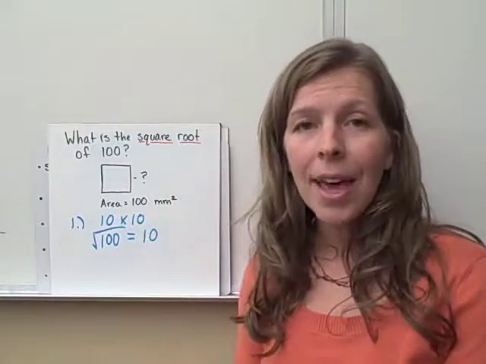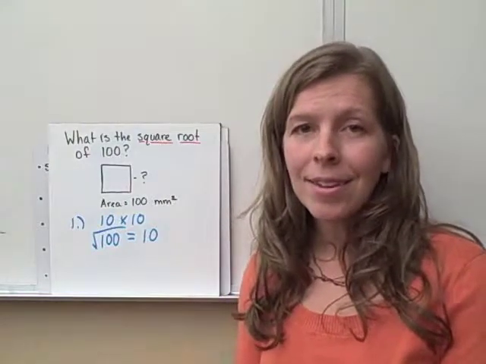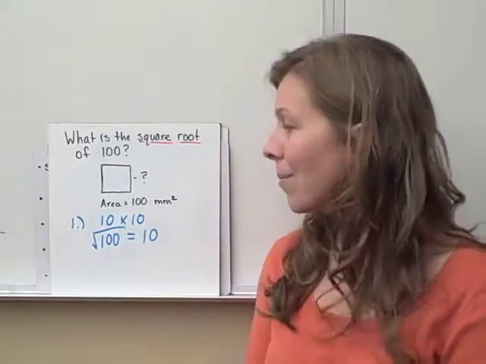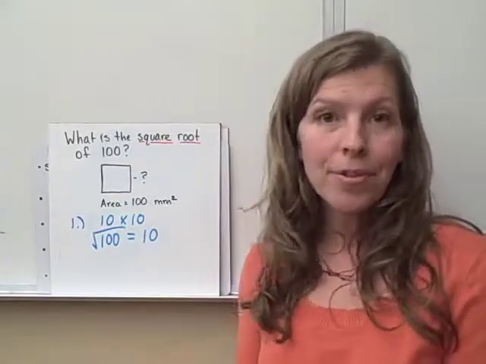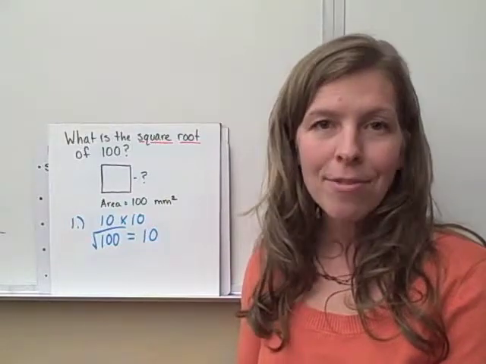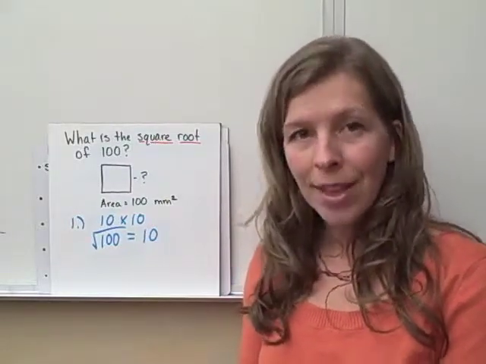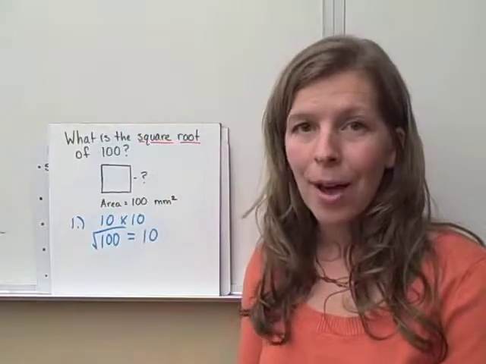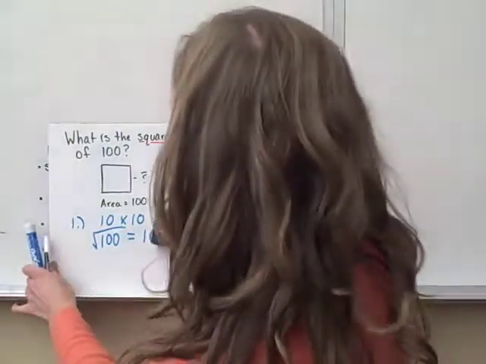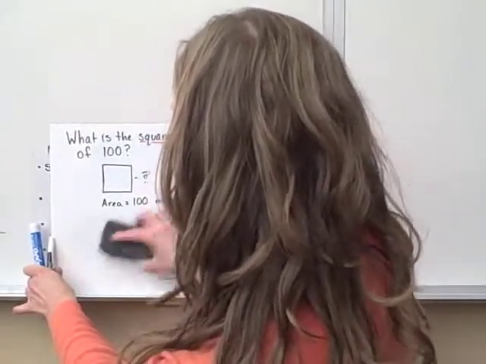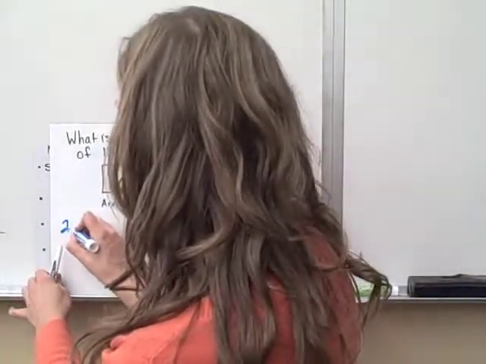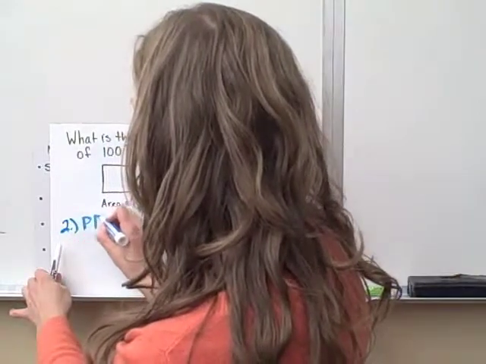Well, the problem with only having that method is that you're not always going to know the multiplication facts for numbers. What about numbers that are greater than 100? There are perfect squares that exist that are greater, and you may not know the facts. So if we find the prime factorization, I'll show you how we can find that. So that's one method. Here's the second method, using the prime factorization.